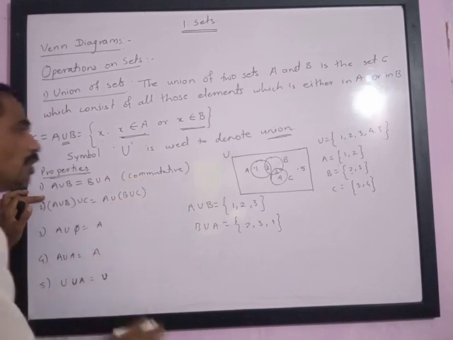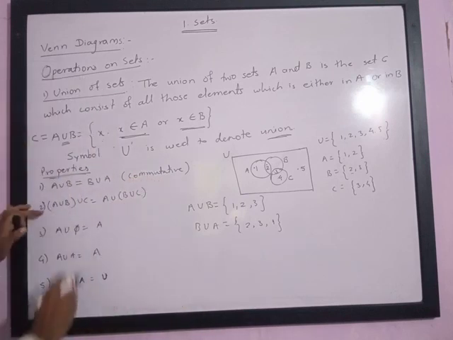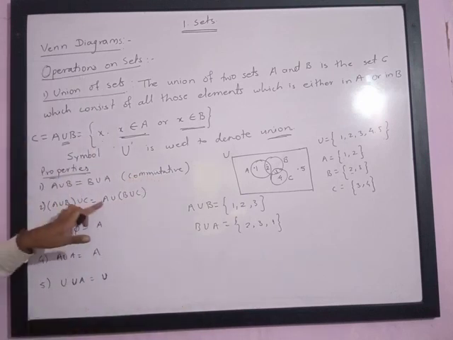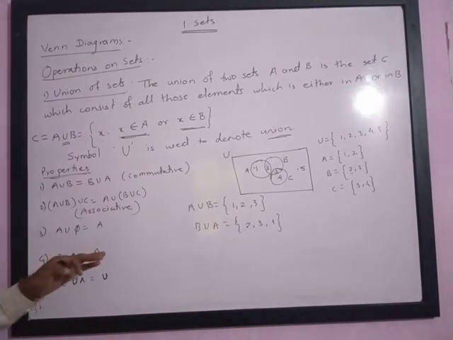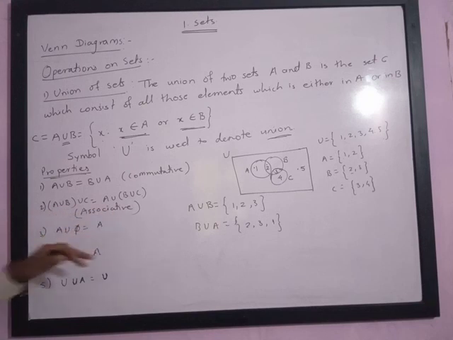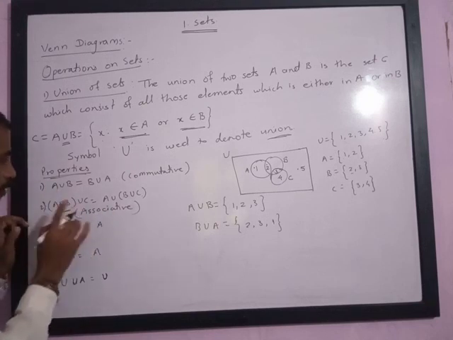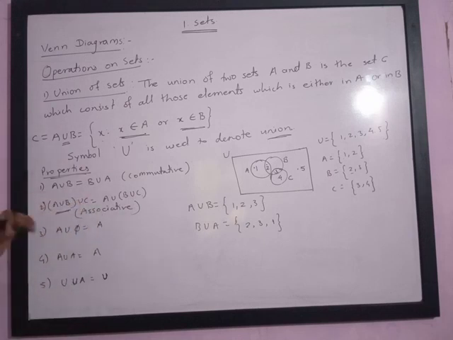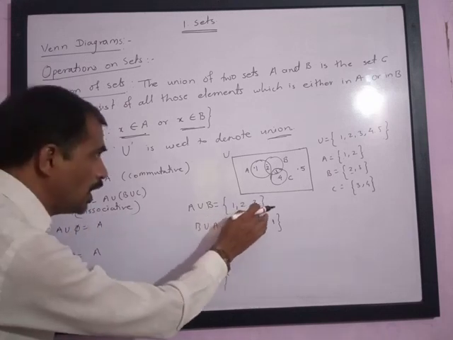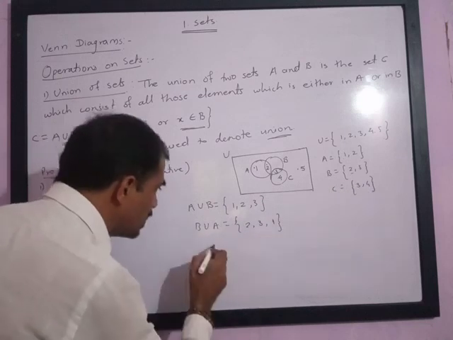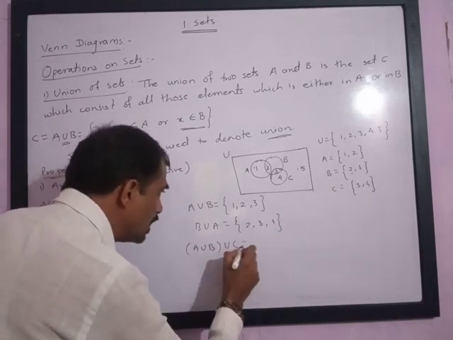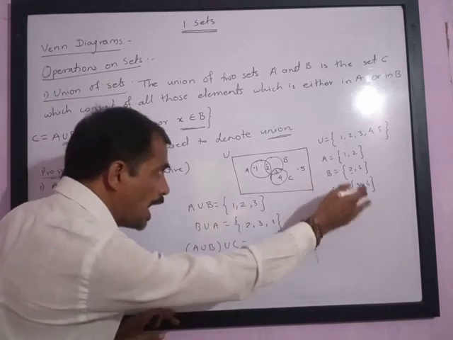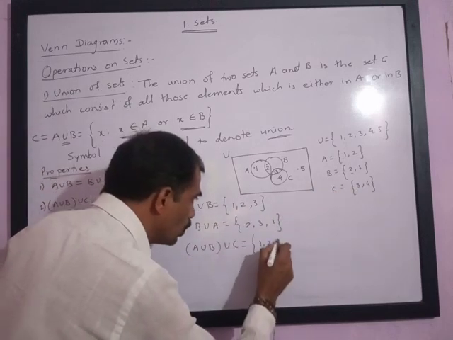This is commutative property. Next property is (A union B) union C is equal to A union (B union C). This property is called associative property. Now (A union B) union C means we have to do A union B first and then union with C. So A union B is 1, 2, 3 and union with C will be the set of 1, 2, 3 and 4.